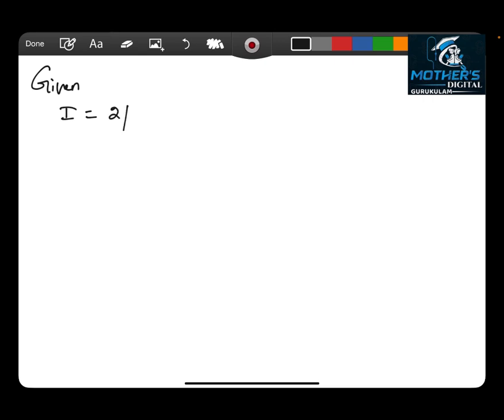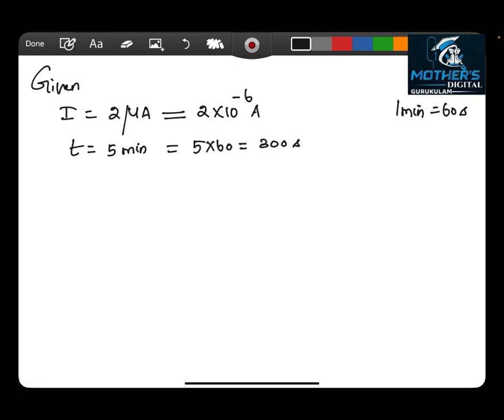I equals 2 microampere. Convert micro into 10 power minus 6 ampere. Time is given in minutes, so convert into the proper SI unit, that is seconds. We know that 1 minute has 60 seconds. Therefore, 5 into 60 is equal to 300 seconds.